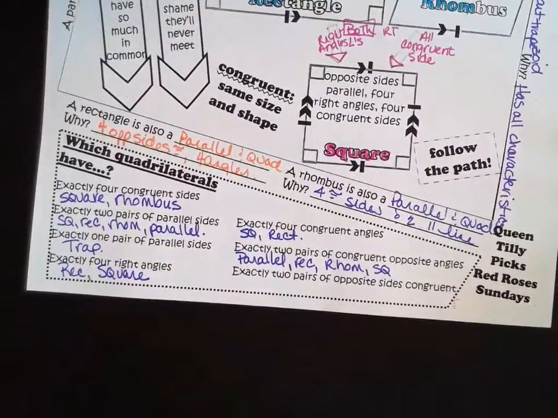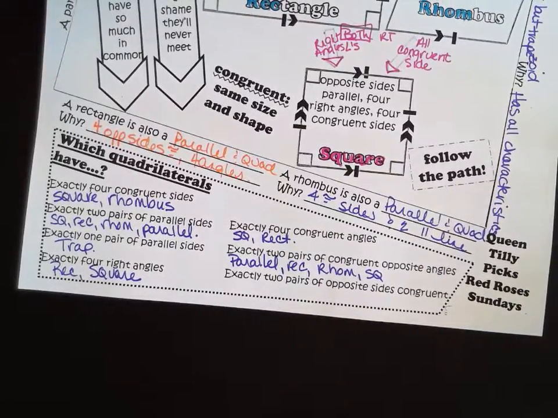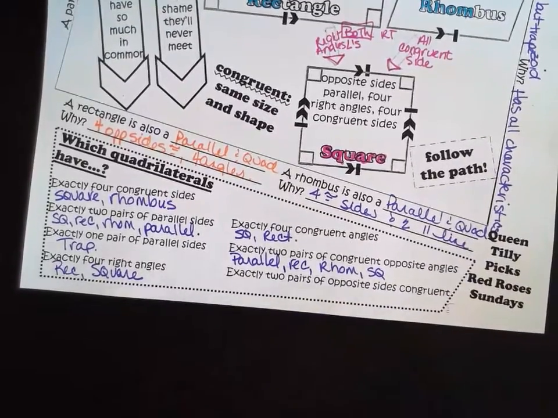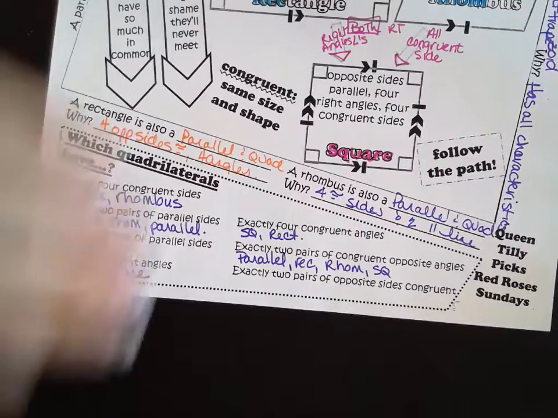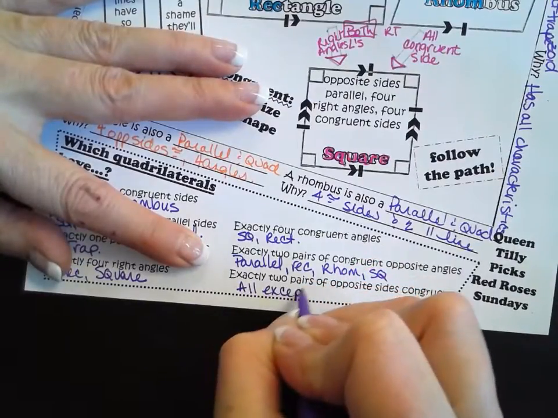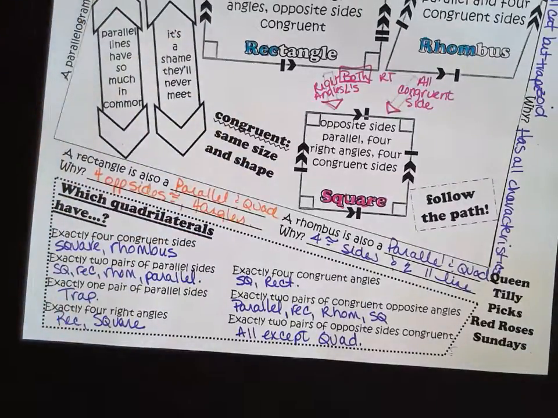So when we get the test, you can just write these out. What test? What are you talking about? I'm confused. All right, exactly 2 pairs of opposite sides are congruent. So basically all except a quadrilateral. Because technically the quadrilateral doesn't have to have congruent sides.